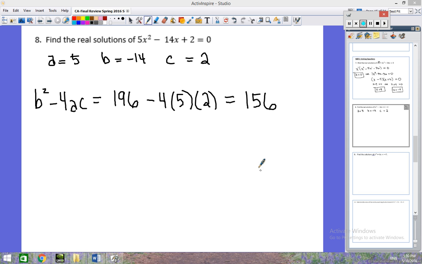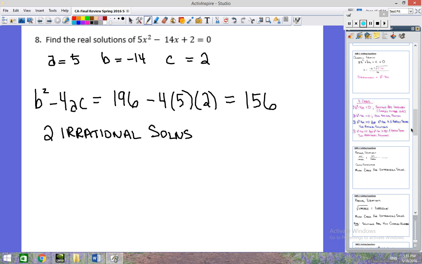156 is not a perfect square. So I believe that my final answer is going to be two irrational solutions, that I am going to have a radical in my final answer. Two irrational solutions. So let's look back.